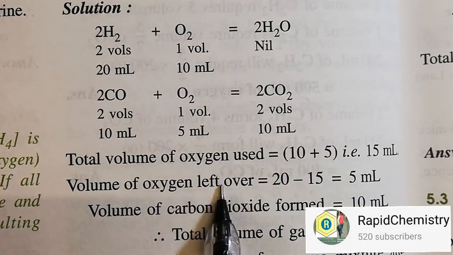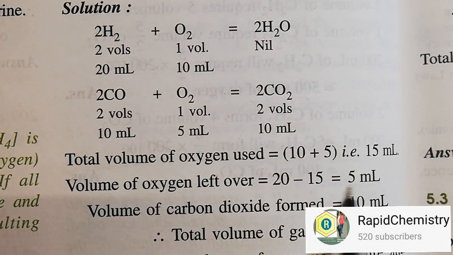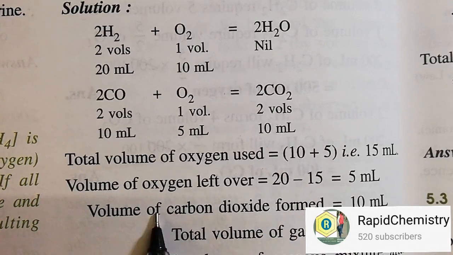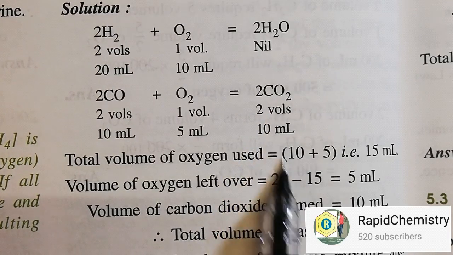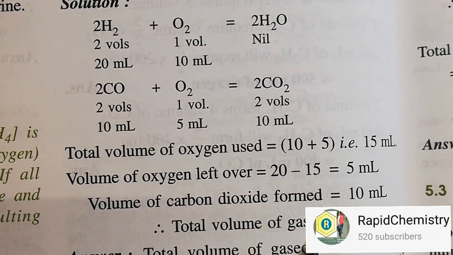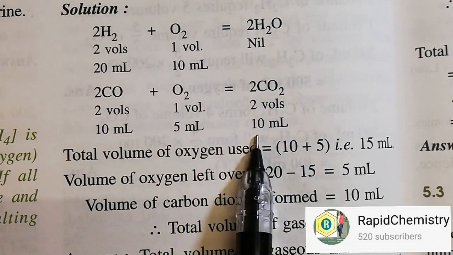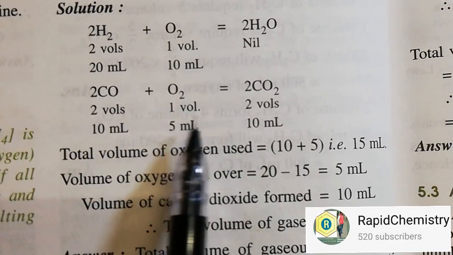So we have oxygen 20 ml, so 5 ml of oxygen is unreacted. That is there in the extra. So the volume of carbon dioxide formed must be 10 ml here. So the total volume of gases would be 15 ml. And how? Carbon dioxide volume is 10 ml, and the extra 5 ml of oxygen is there.